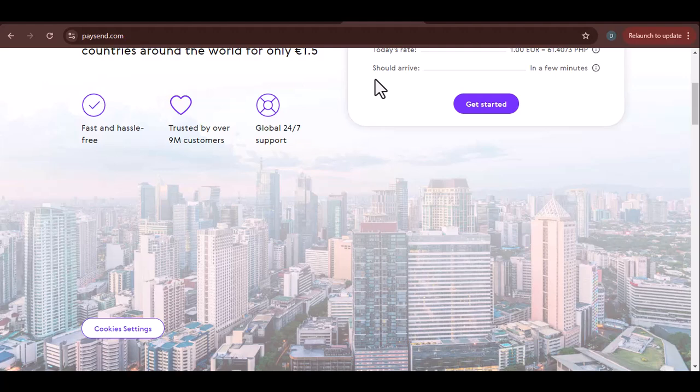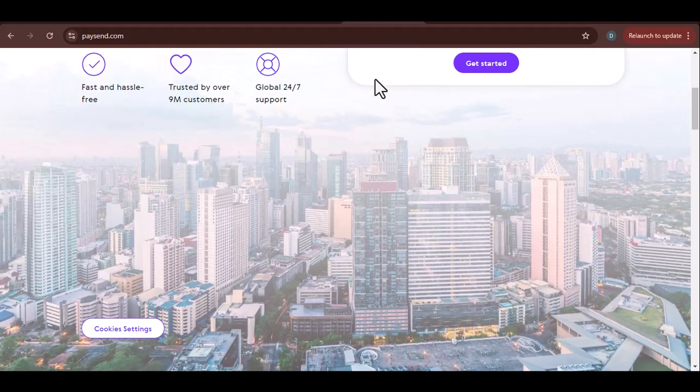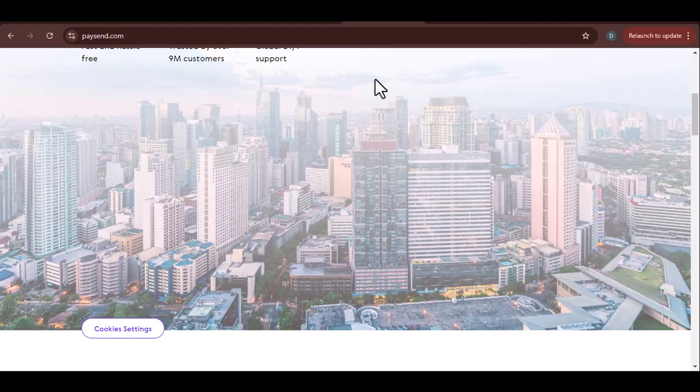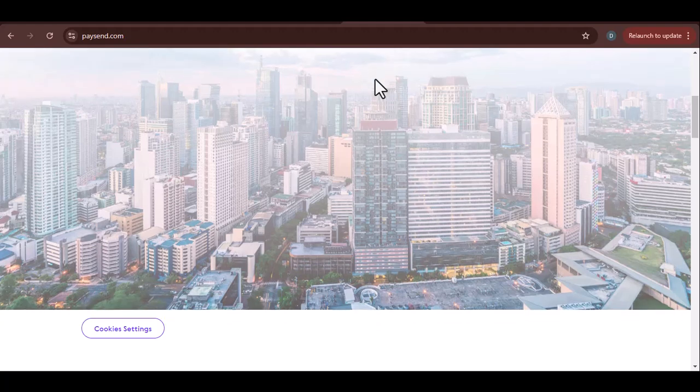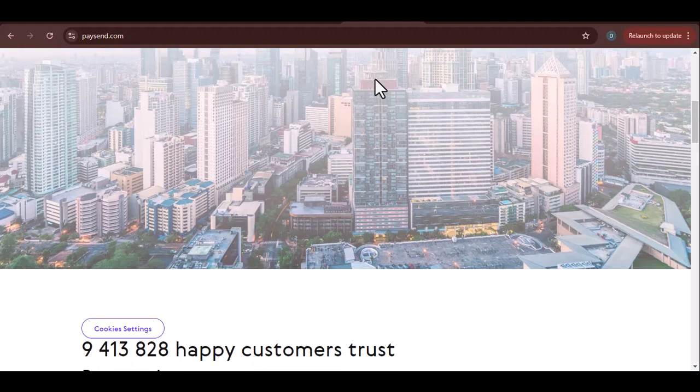Factors affecting send limits. Country: different countries have different regulations regarding international money transfers. Some countries may have stricter limits than others. Payment method: the method you use to fund your Paysend account can also impact the send limit. For example, using a credit card might have higher limits than using a bank transfer.